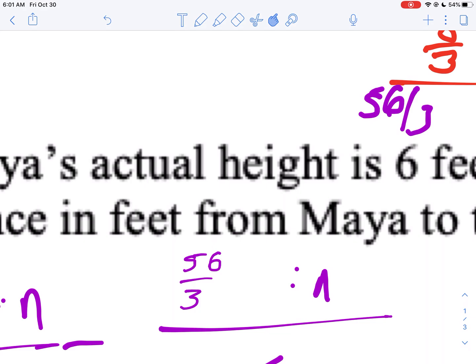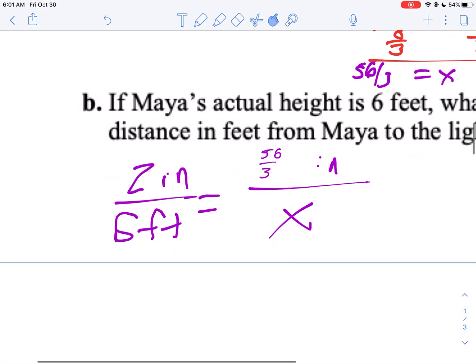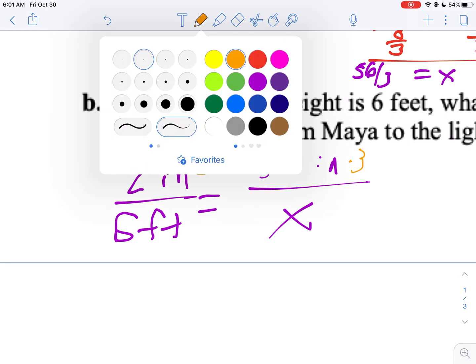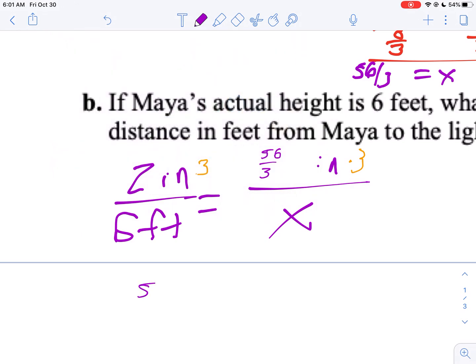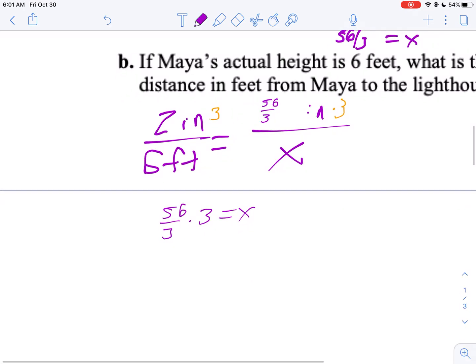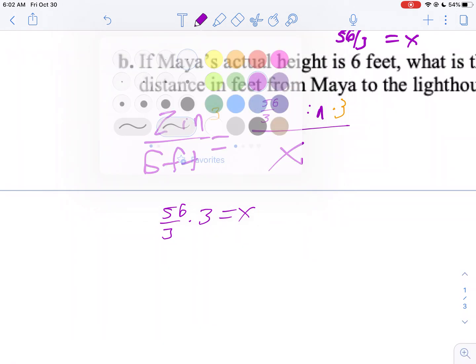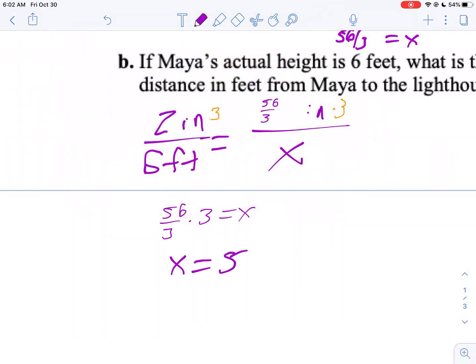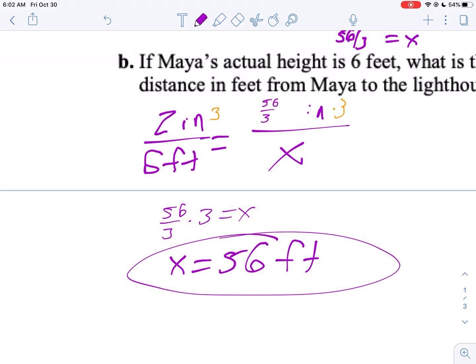Now, we'll do kind of the same thing we did before, because I notice, if I take 2 times 3, I get 6, don't I? So if I take 56/3 times 3, I'll get x. Oh, look how nice that works out. Because the 3's reduce, x turns out to be 56 feet. Because our denominator is measured in feet and our numerator is measured in inches. And there is your answer, 56 feet.